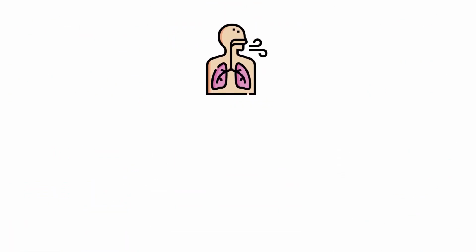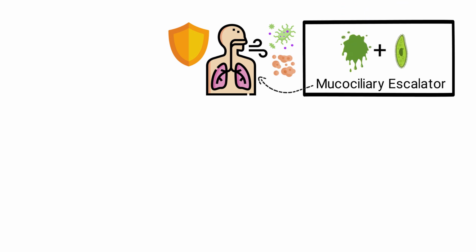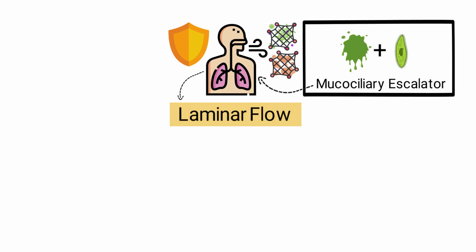Furthermore, the respiratory system also has a defense mechanism against inhaled particles like dust or microbes. The Mucociliary Escalator, a system of mucus and cilia in the respiratory tract, works more effectively under conditions of laminar flow, helping to trap and remove foreign particles from the lungs.